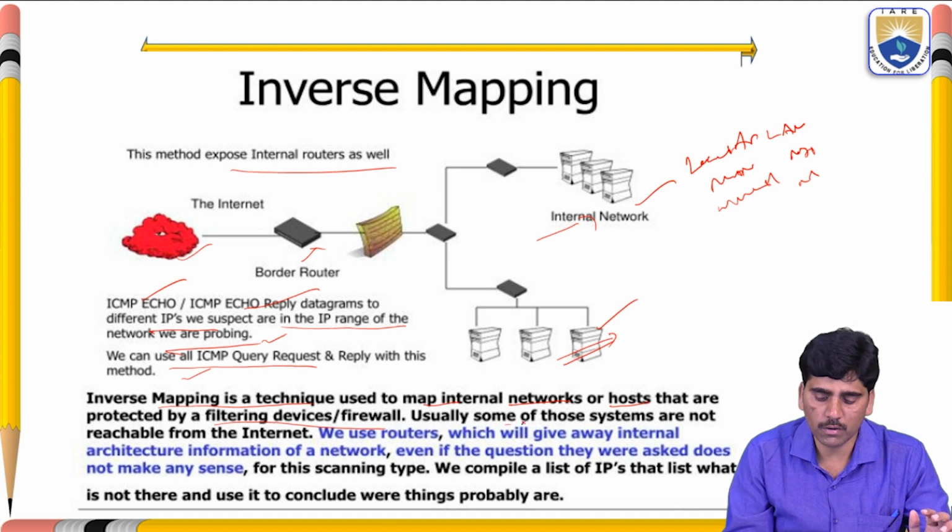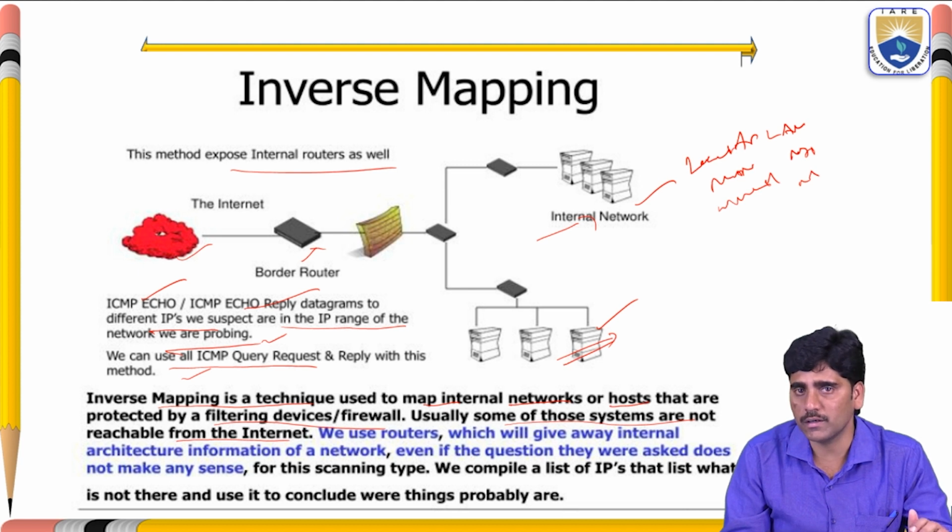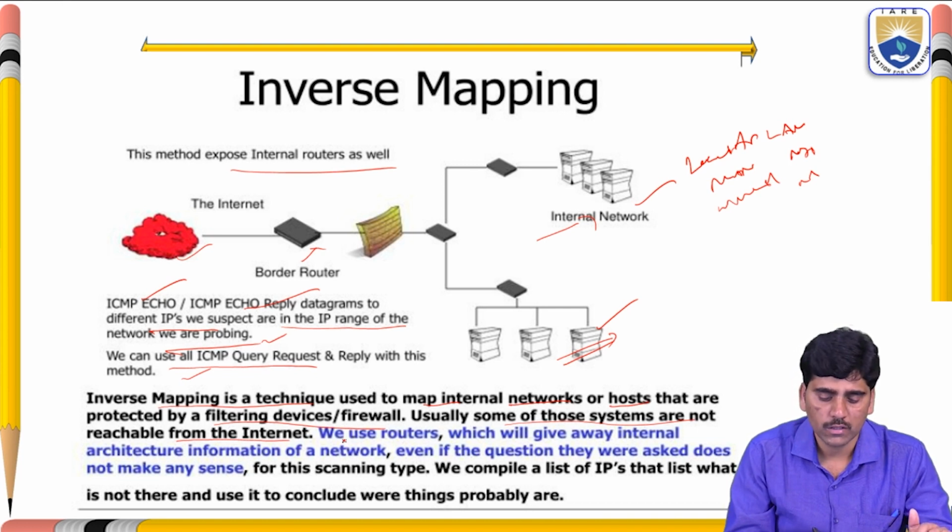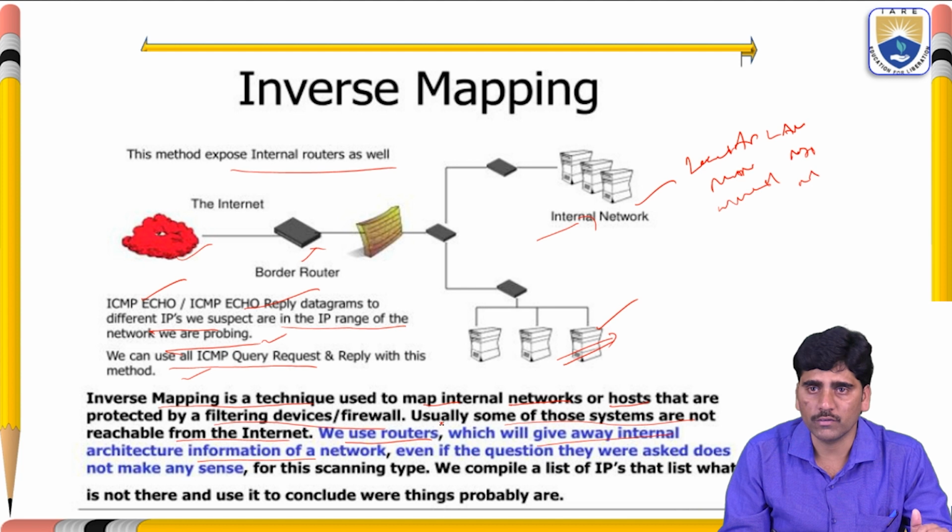Usually some of the systems are not reachable from the internet. Some of the systems may not be reachable from the internet, that is network unreachable, destination unreachable, network not found, and some types of messages like that are happening. So for that we use routers, which will give away internal architecture information of a network, even if the question they were asked does not make any sense.